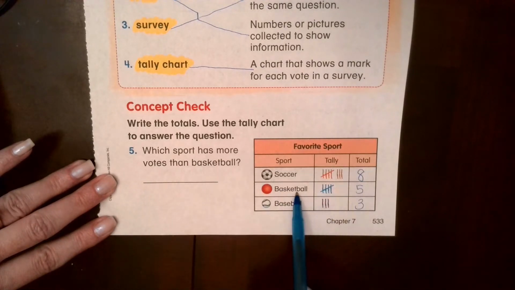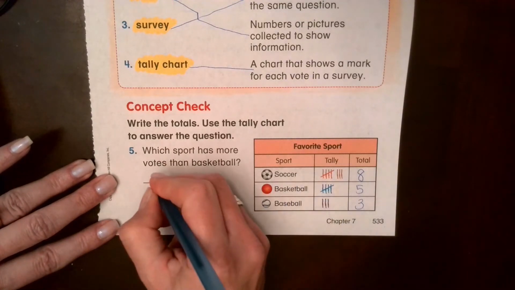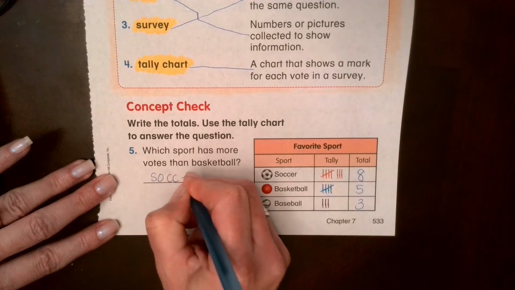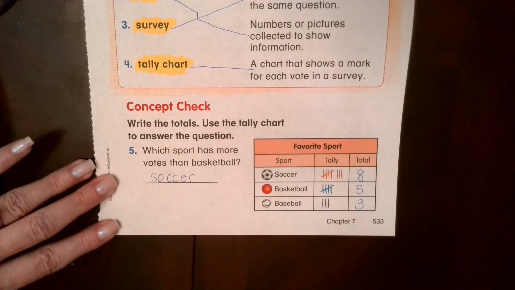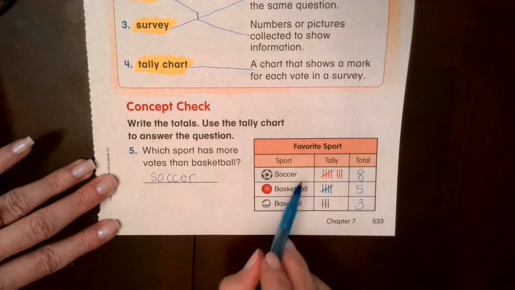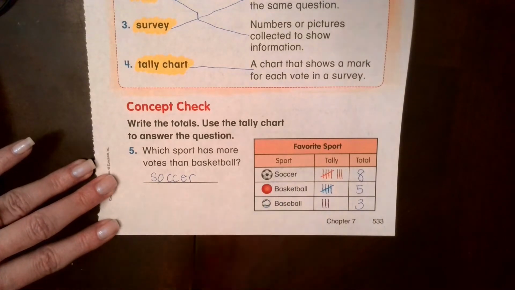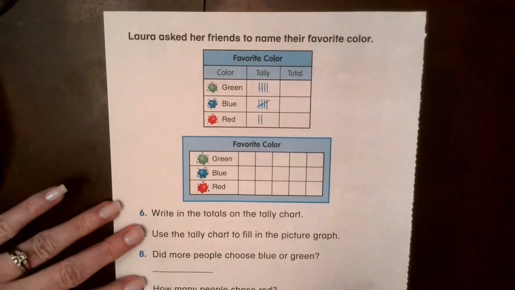Which sport has more votes than basketball? All right, let's look, basketball had 5. Which one has more than basketball? That's right, soccer. Let's write soccer on the line. Good job. You don't have to copy my spelling. It's right there on your paper. Okay, flip it over. Doing great so far.